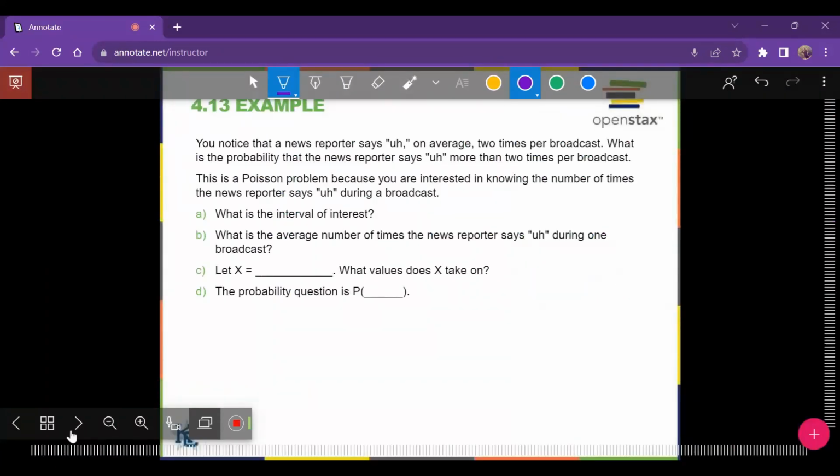All right, so example 4.13, you notice that a news reporter says on average 2 times per broadcast. What is the probability the news reporter says more than 2 times per broadcast? This is a Poisson problem because you are interested in knowing the number of times the news reporter says during a broadcast, so during a time period. So when it says what is the interval of interest here, we're talking about one broadcast, right? That is our time period that we're looking at. So one broadcast.